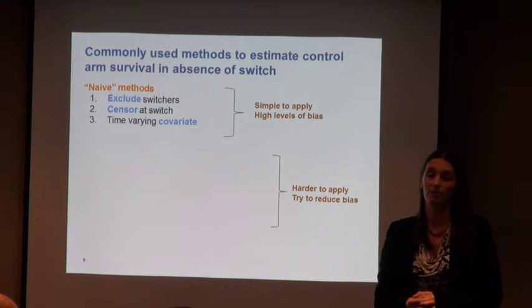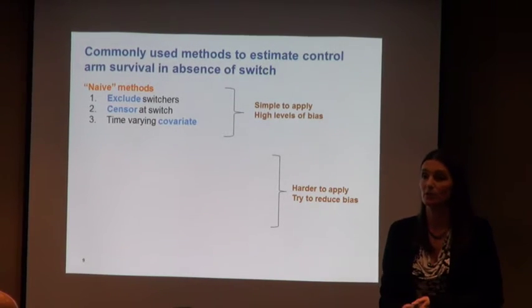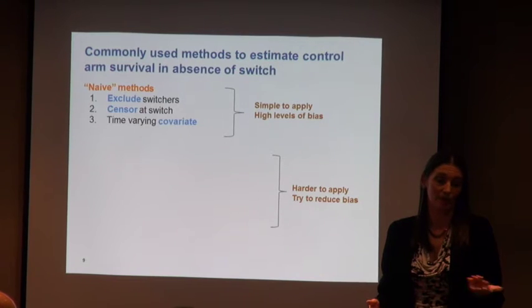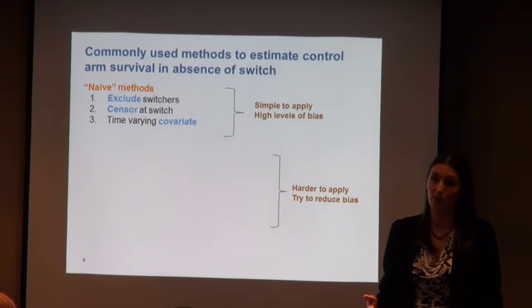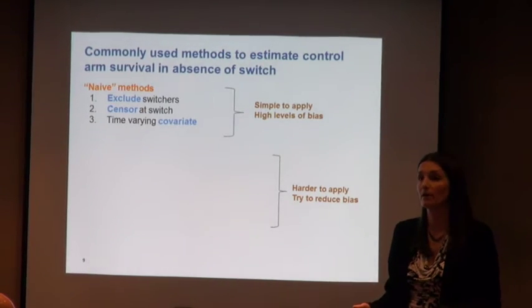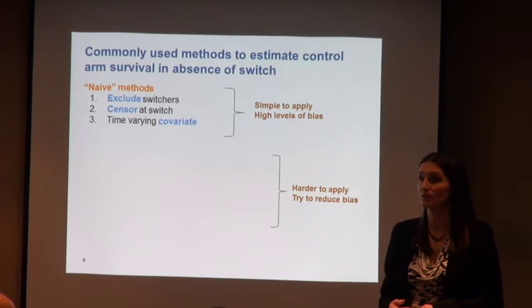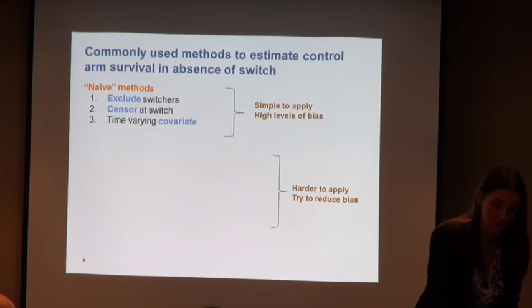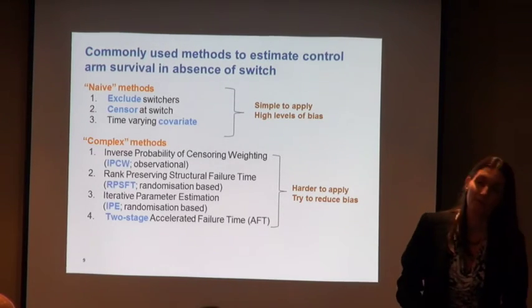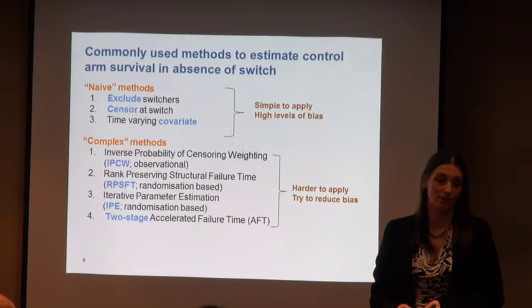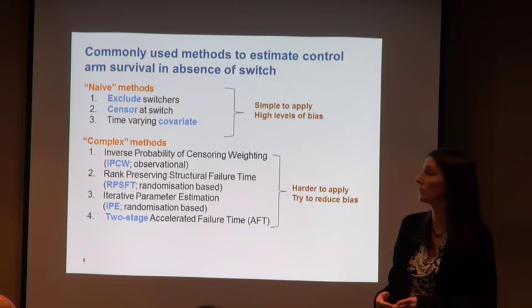So there are simple or naive methods, which are easy to apply. These include excluding censoring switches or including a time-varying covariate for the switch. But the problem with these is they tend to have high levels of bias. So to try and address that, several complex methods have been developed. They're harder to apply, but they try to reduce that bias.